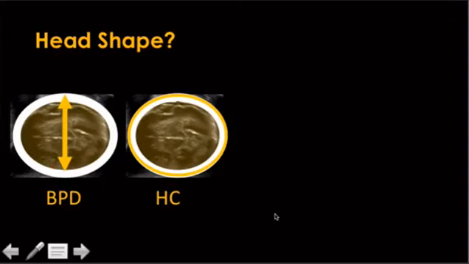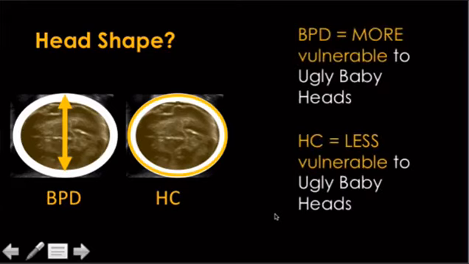What if it's got one of those weird shaped heads, like a brachycephaly, dolichocephaly, those kinds of things? So which one's going to be more resistant to that? So biparietal diameter is actually more vulnerable to ugly babies.